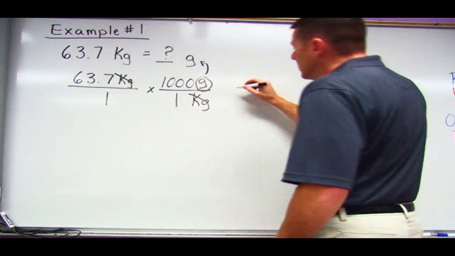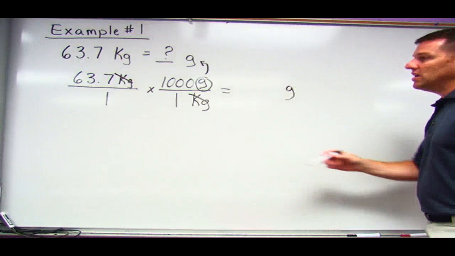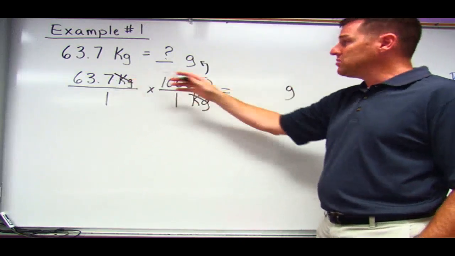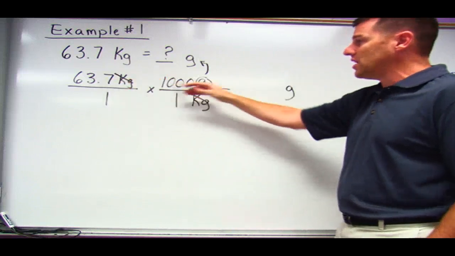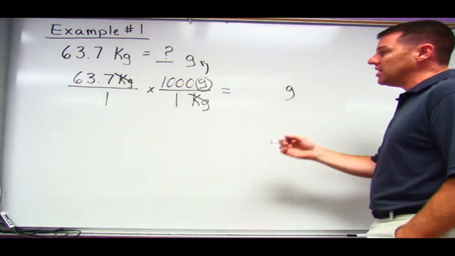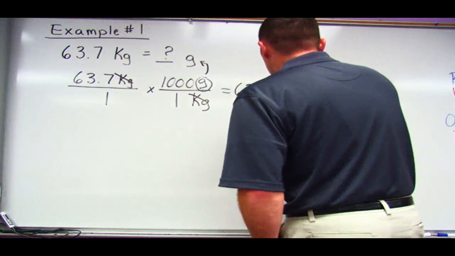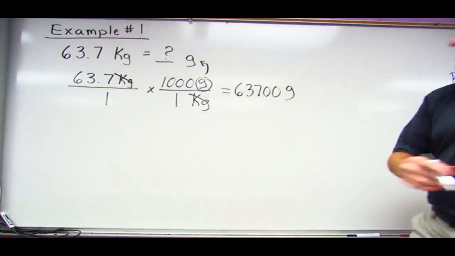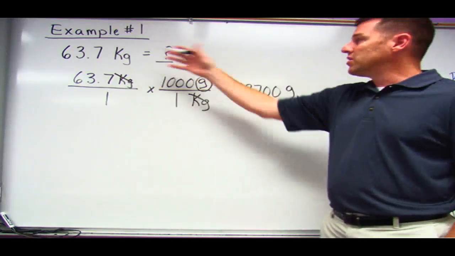We're at grams. So our answer will be in the unit of grams, and we just have to do our math now. We have 63.7 kilograms times 1,000. Well, forget the kilograms, they're gone. 63.7 times 1,000, and if you do it in your calculator or in your head, that comes up to 63,700 grams. That's your answer, and it's just that simple. It's a one-step conversion going straight from a metric prefix to the base unit.